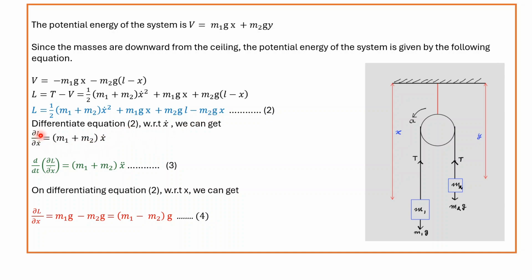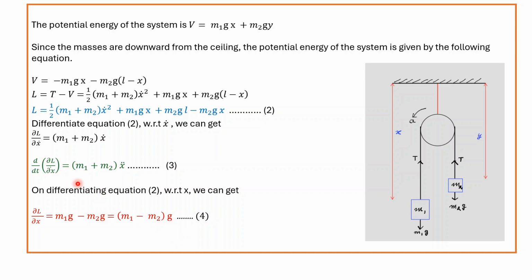To find out the value of dou L by dou x dot, you have to differentiate equation 2 with respect to x dot. Then the value is (m1 plus m2) into x dot. d by dt of dou L by dou x dot is (m1 plus m2) into x double dot. To get the value of dou L by dou x, you have to differentiate equation 2 with respect to x. Only these two terms are carrying x. Therefore, dou L by dou x equal to m1g minus m2g, which is equal to (m1 minus m2) into g.